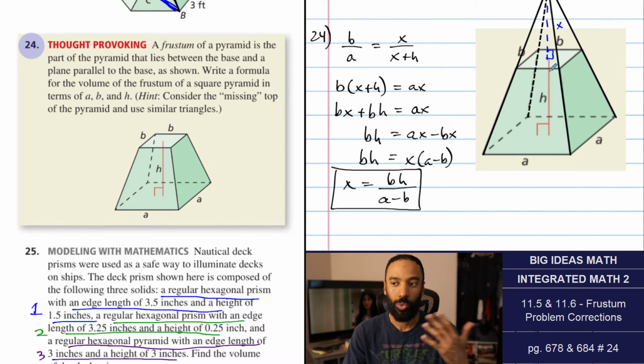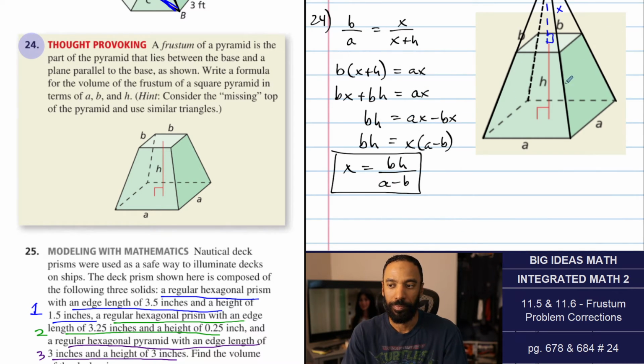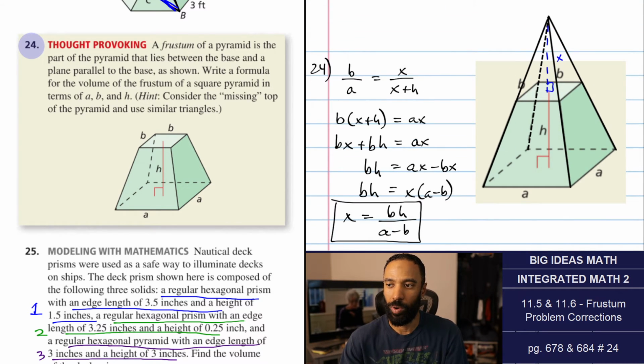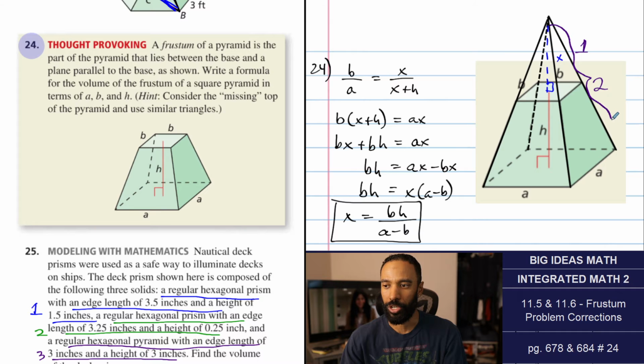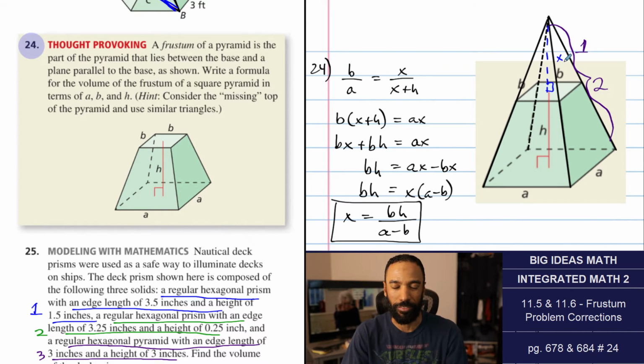Now I was trying to reason with it in a different way. I must have messed something up, but I didn't have a b in there. So now I do. Now there's an object 1 and an object 2 we're going to go with. Object 1 is the small guy. Object 2 is the whole larger pyramid. And when I subtract volume 1 from volume 2, I'll get the volume of the frustum.